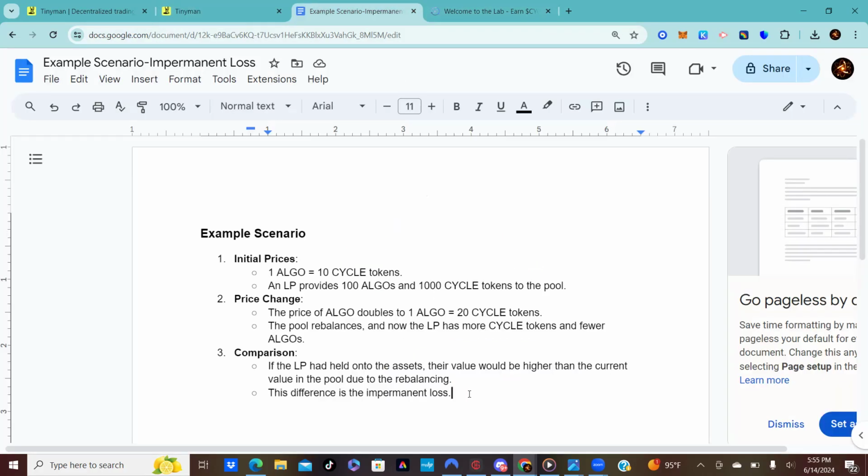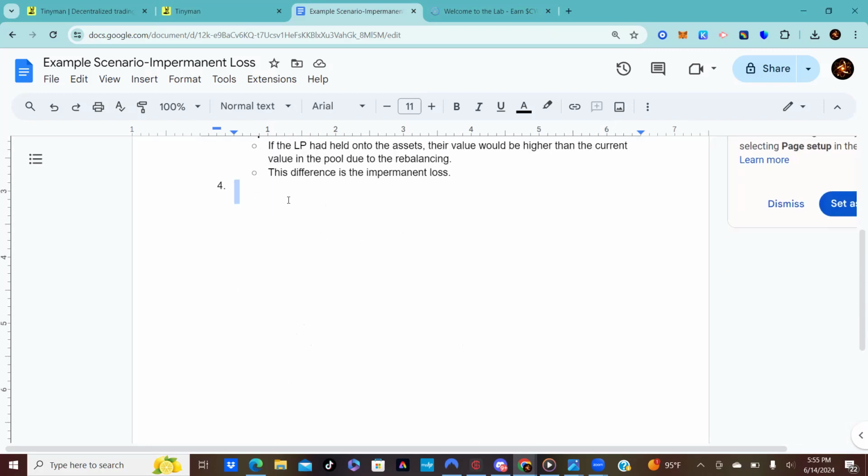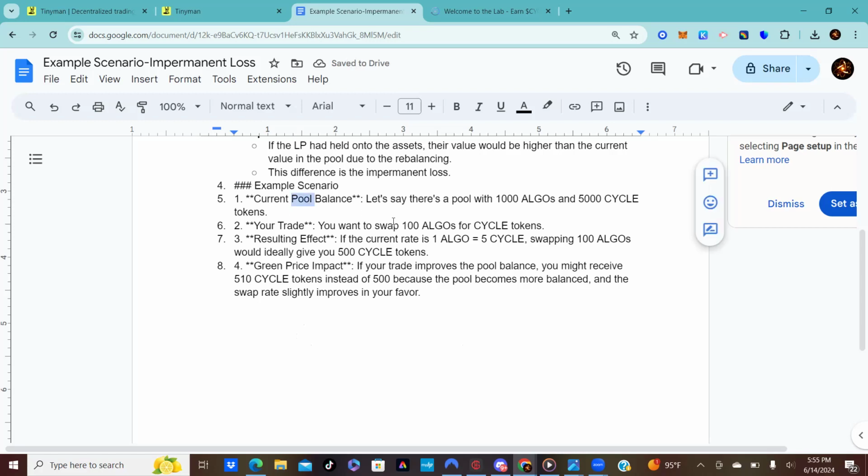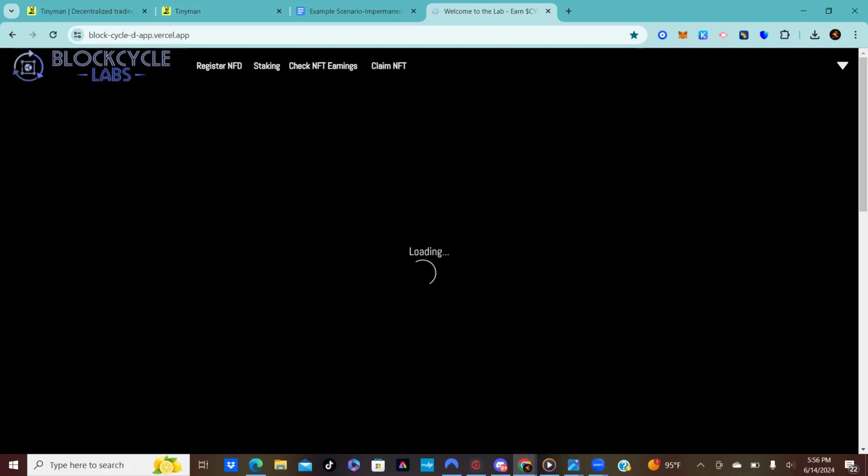So just so you can see what I'm saying, let's just copy and paste so you can actually see what I'm saying, right? So here's the example scenario here, right? So 1,000 Algorands, 5,000 cycle tokens, current pool balance. You want to swap 100 Algorands for cycle tokens. The current rate is 1 Algorand to 5 cycles. Swapping 100 Algorands would usually ideally give you 500 cycle tokens, and you could end up with 510 because the pool becomes more balanced and the swap rate slightly improves in your favor. Okay? All right. So that's how that works.